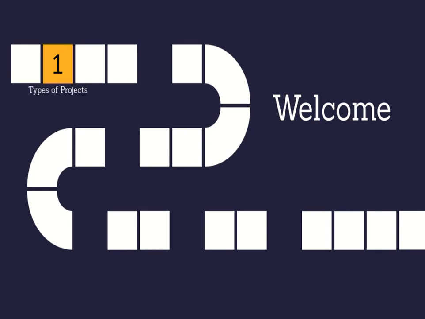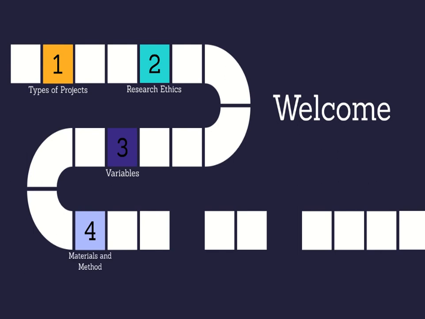In Video 1, we helped you to identify the most appropriate category for your project. In Video 2, we helped you to identify and resolve potential ethics violations. In Video 3, we helped you to identify variables in scientific type projects. In Video 4.1, we gave you an overview of materials and methods in research. In Video 4.2, we took a closer look at materials and methods for each of the 4 types of projects.